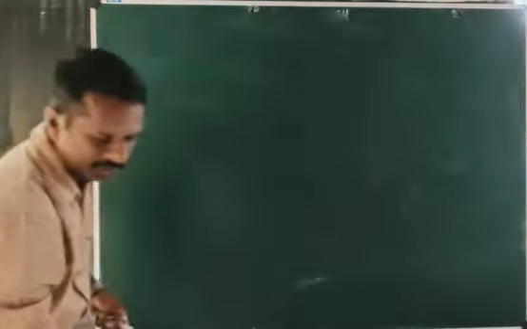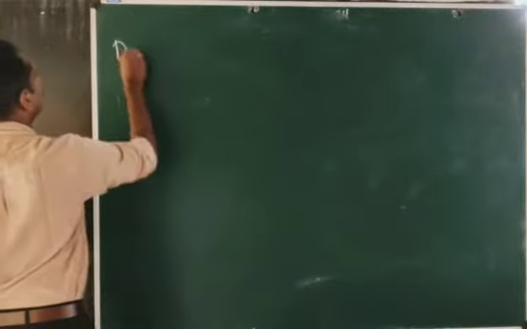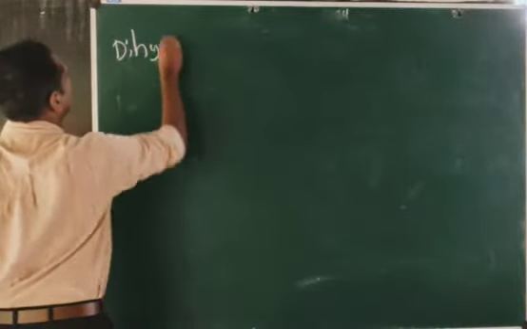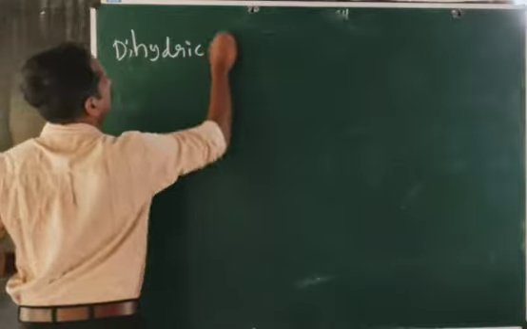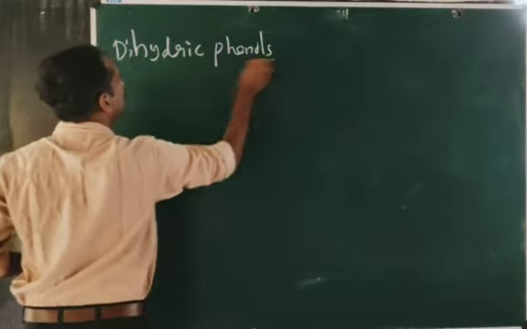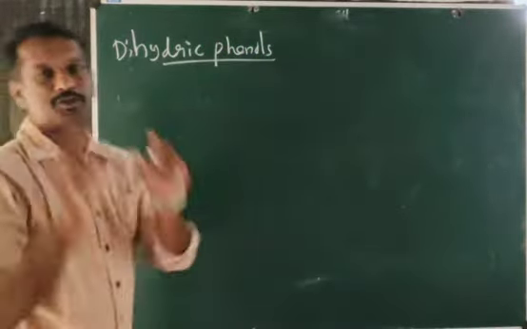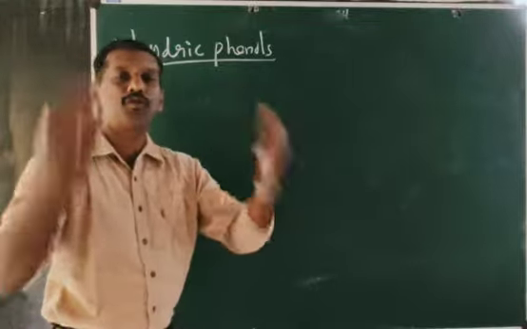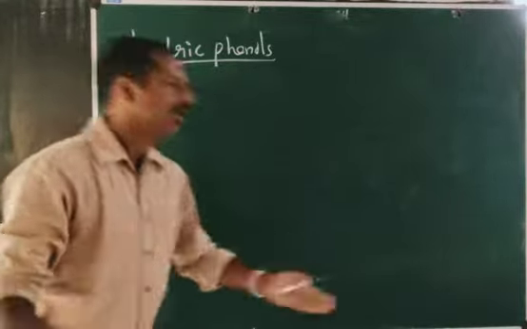Next is dihydric phenols. What do we mean by dihydric phenols? The number of hydroxyl groups is 2. Dihydric phenol means there are 2 OH groups present in the phenol.